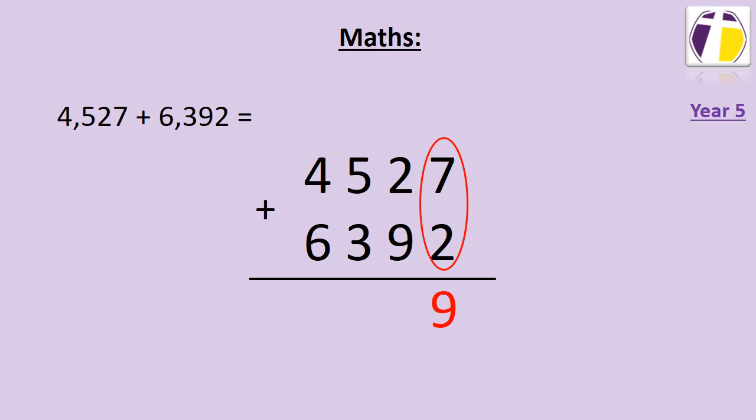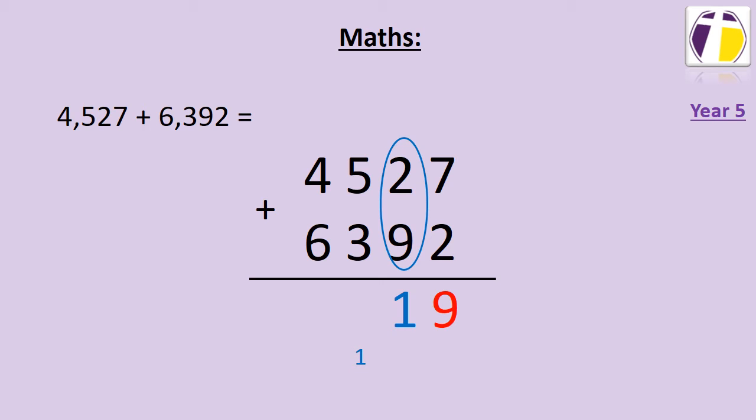We always start by adding the smallest column together. So I'm going to start with my ones. 7 add 2 gives me 9. I then move on to my tens column. 2 tens add 9 tens gives me 11 tens.